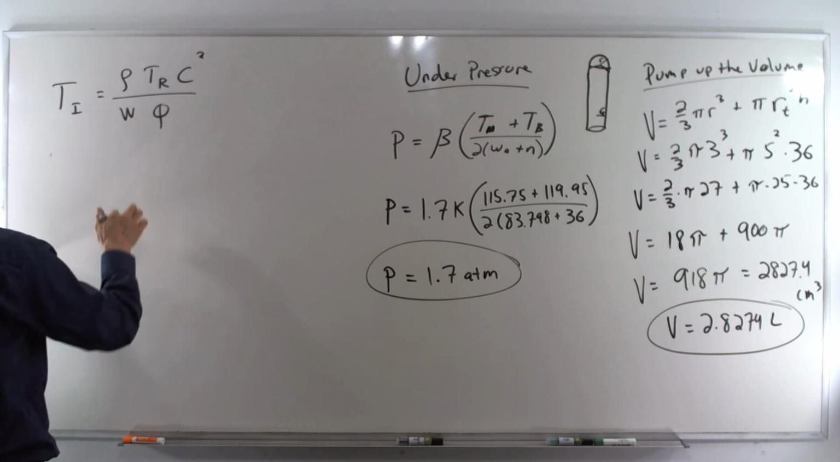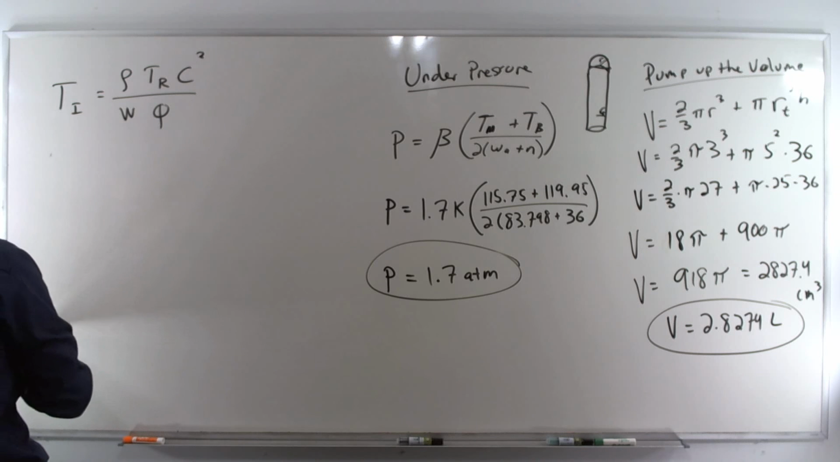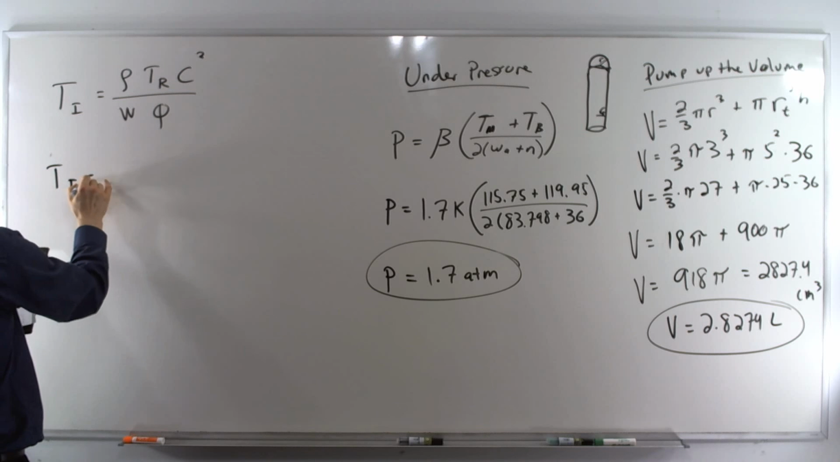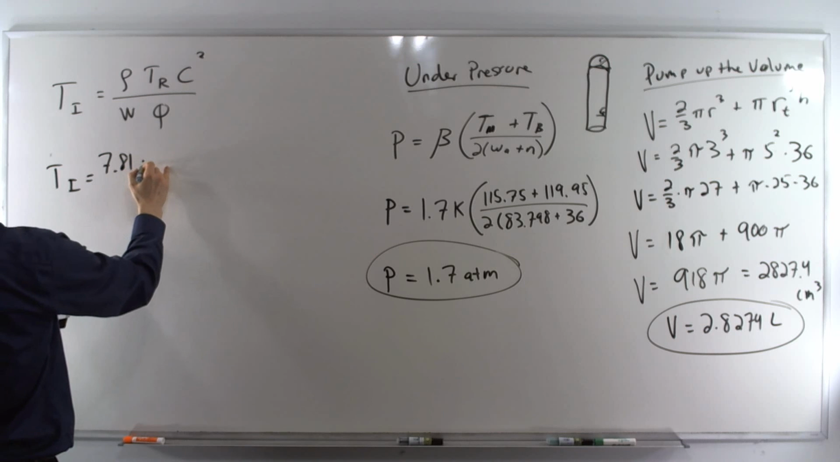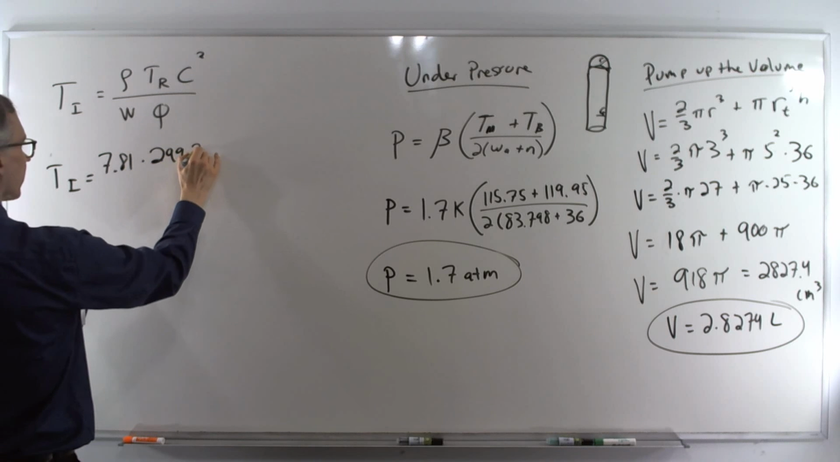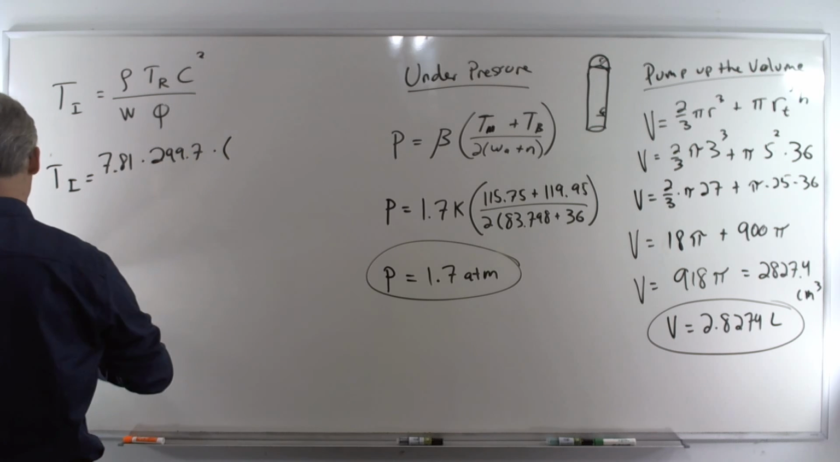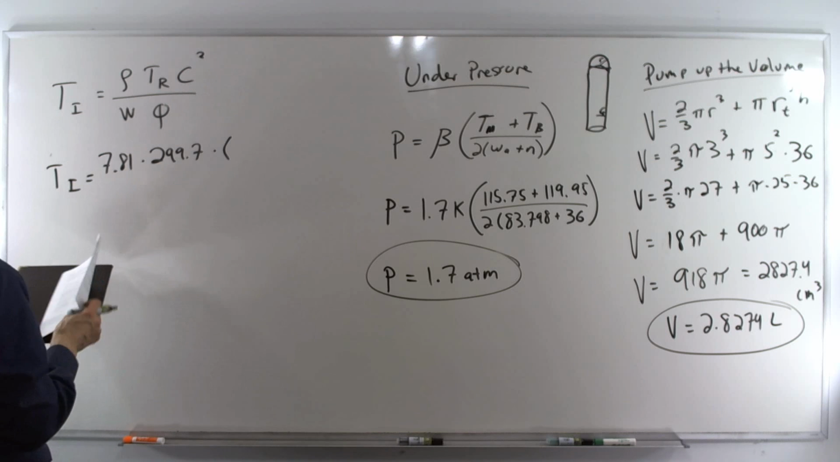Let's start with the rho first. This is the Greek letter rho, and that is the density of the tank material. If we look at the description, we find a density of 7.81, and the temperature was 299.7 in Kelvin. All right, now C then. C is the specific heat of the tank material, and that is found in the description. Specific heat is 0.248.